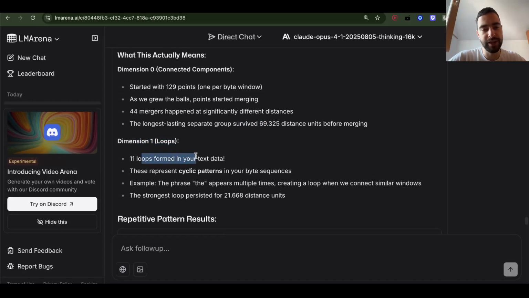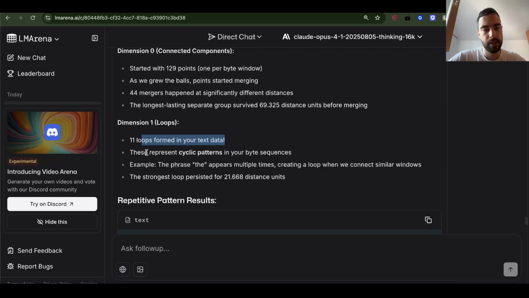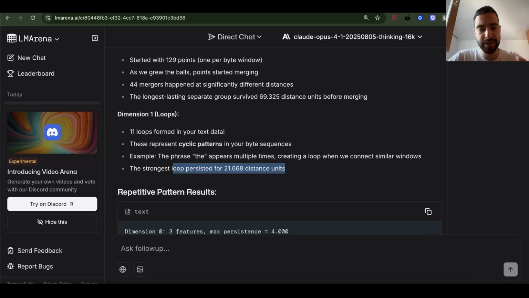11 loops formed in your text data. These represent cyclic patterns in your byte sequences. Example, the phrase "the" appears multiple times, creating a loop when we connect similar windows. The strongest loop persisted for 21.668 distance units. So it is a bit confusing.